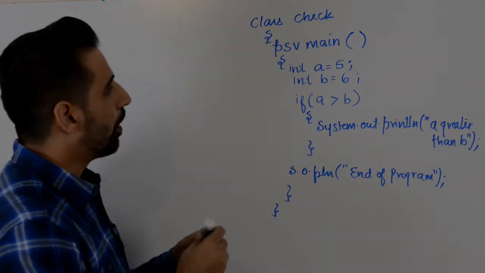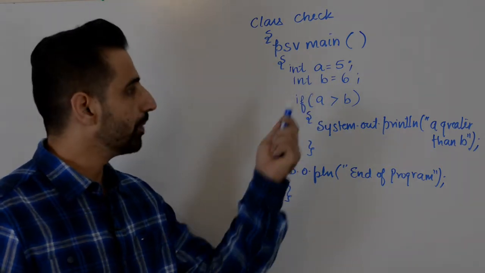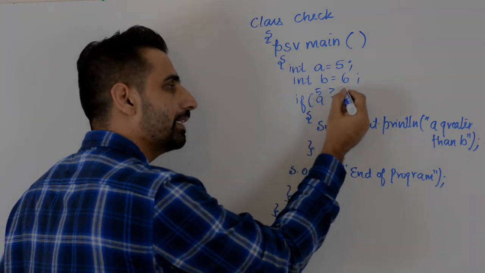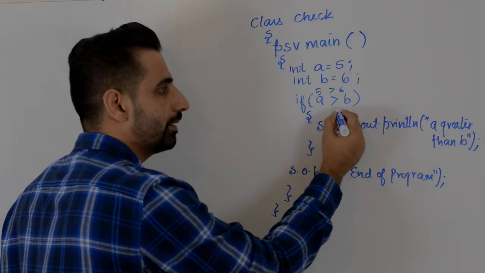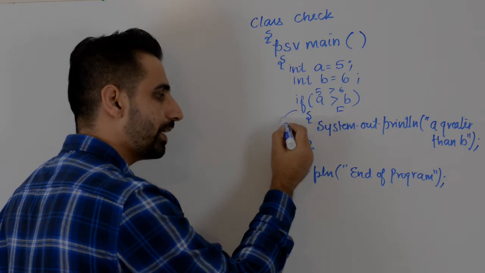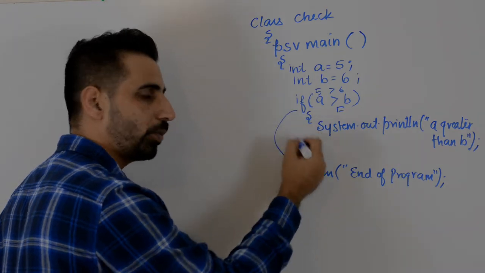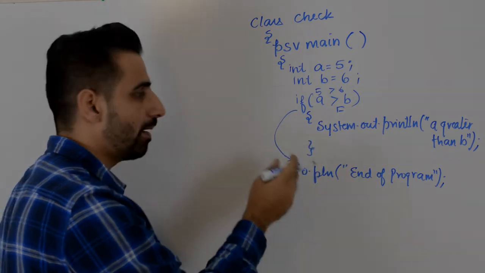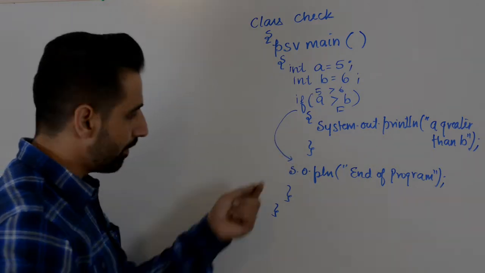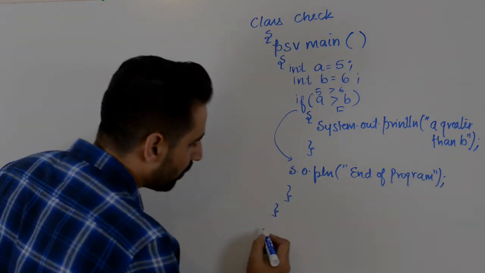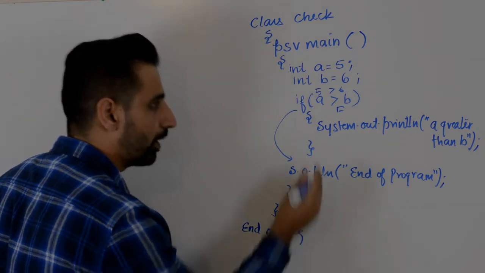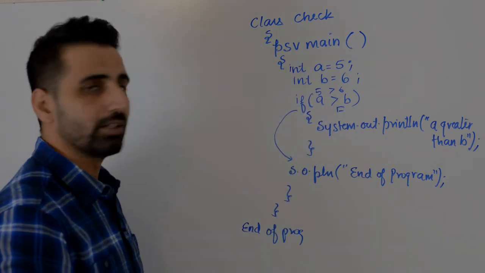So if you see, what is the value of A? 5. What is the value of B? 6. 5 is greater than 6? So this condition is false. What I told you, if a condition is false, then this statement will not execute. Where will it go? It will go outside the block, the opening and closing curly brackets. Because there is only one statement, these brackets are not compulsory, but I always put brackets. So what will the output be? The output will be end of program, because this condition was false, so this statement did not execute.